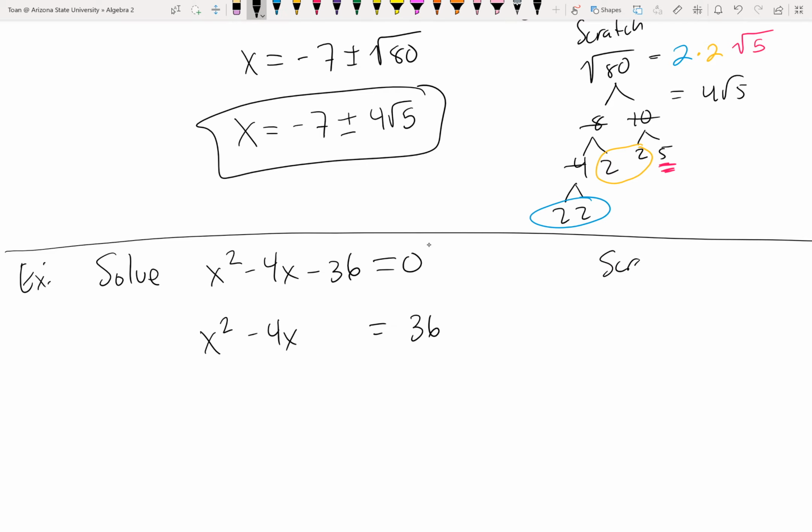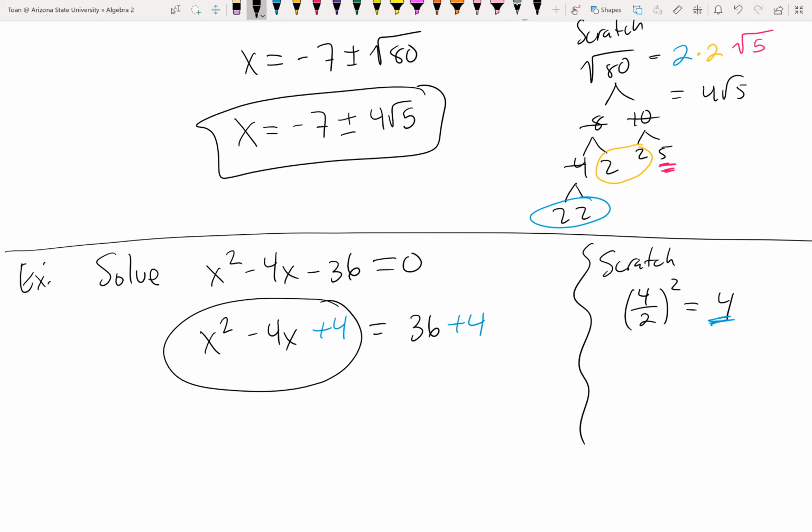So, scratch work. What I add is going to be half of the middle number. The middle number is 4. You don't care about the minus yet. You want to take half of it, and then you want to square it. Well, that's going to give you a 4 right back. So I need to add 4 to the left, but what you do to one side, you do to the other side. By adding the right number to the left, this is factorable.